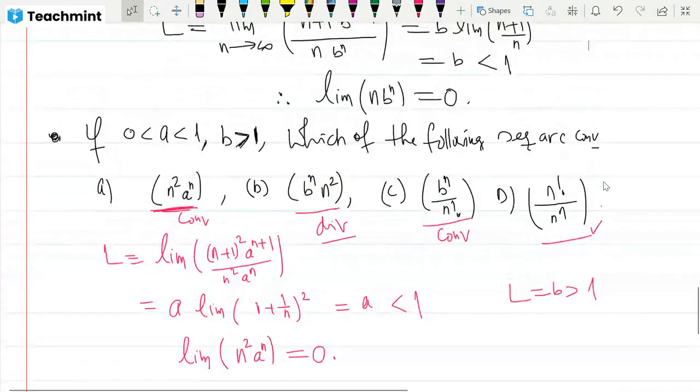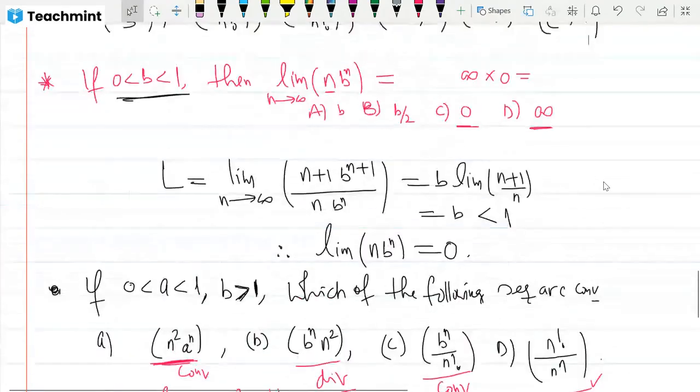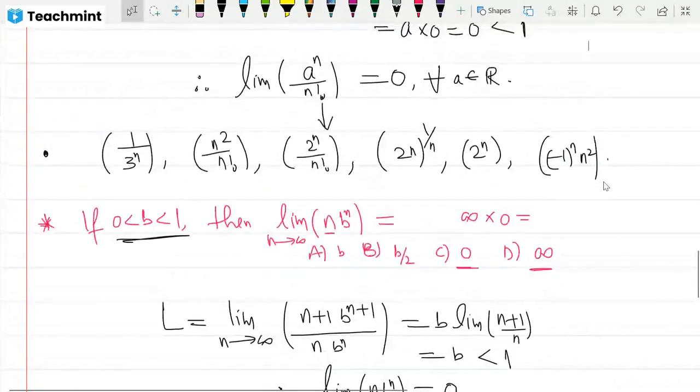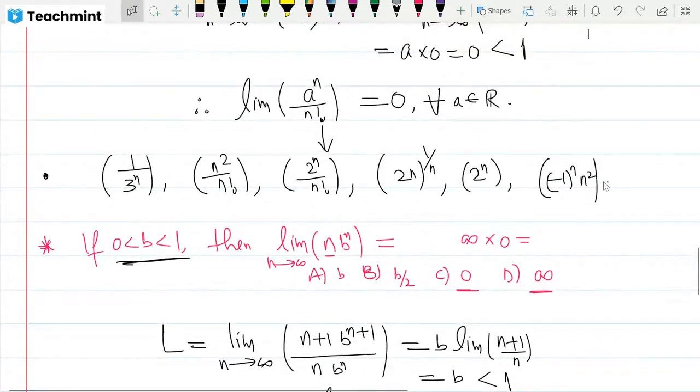Now look at the above question. Now you look at this one. For all a belongs to R, a power n by n factorial is always 0, because the L value is 0, which is less than 1. Therefore, the limit value is 0.